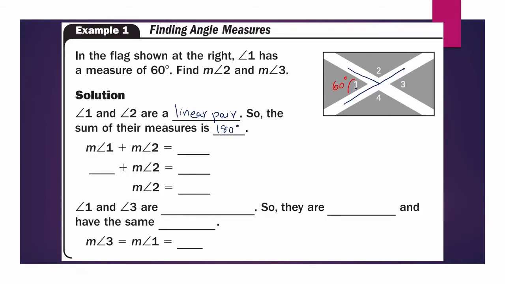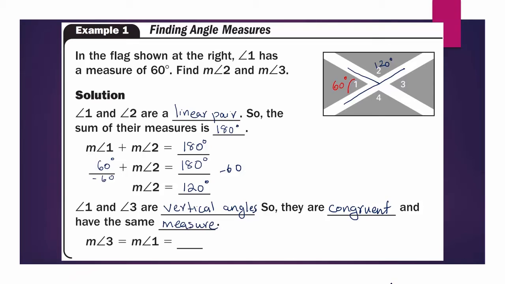So I know the measure of angle 1 plus the measure of angle 2 is 180 degrees. I know the measure of angle 1, that's 60. So 60 degrees plus the measure of angle 2 is equal to 180 degrees. Solve for the measure of angle 2 by subtracting 60 on both sides. 180 degrees minus 60 degrees gives me the measure of angle 2 is 120 degrees. Now I know that the measure of angle 1 and the measure of angle 3 are vertical angles. They're across from each other, so I know they are congruent and have the same measure, which means the measure of angle 3 is equal to the measure of angle 1, which is 60 degrees.